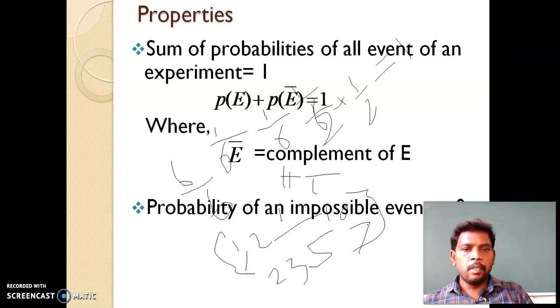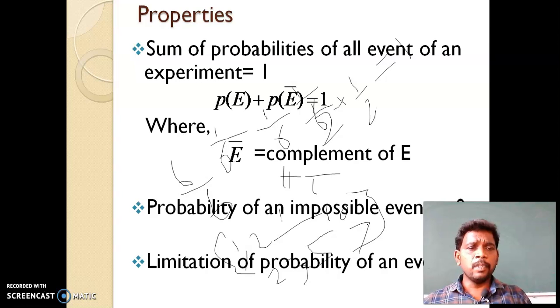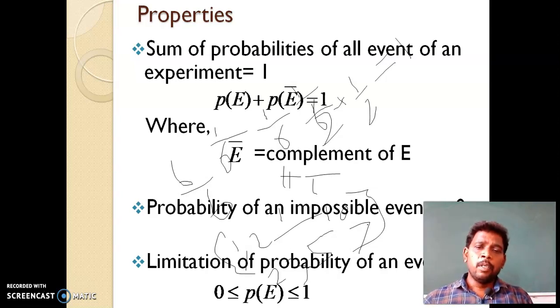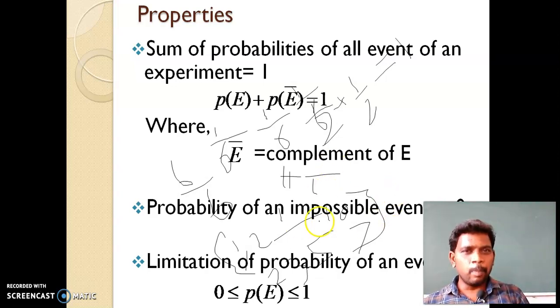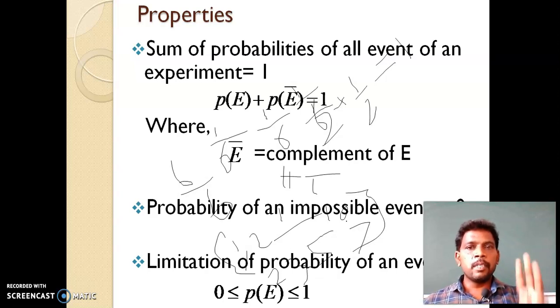Then next, finally, the limitation of the probability. 0 is less than or equal to P(E), which is less than or equal to 1. That is, the probability lies between 0 and 1 only. So the maximum value of the probability of any event is 1, and the minimum value of the probability of any event is 0. So these are the three very important properties of probability.